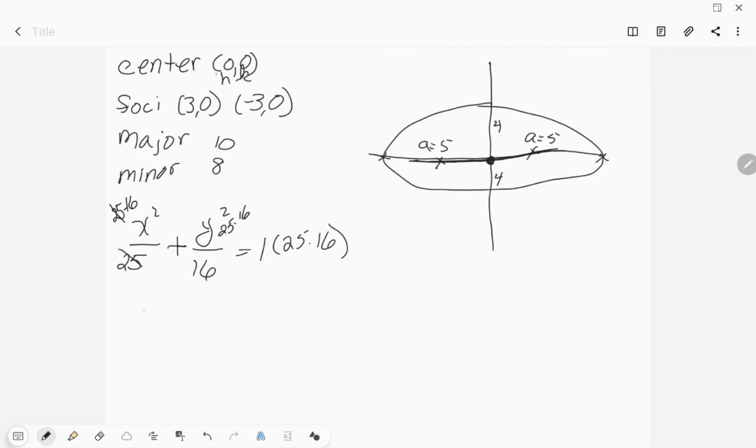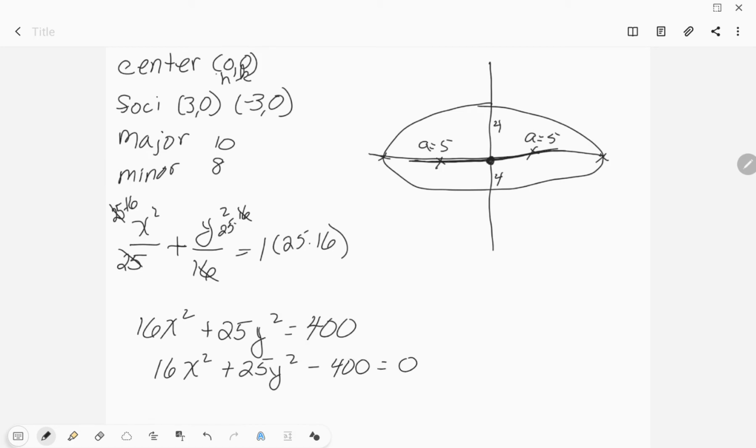So here my 25s cancel, and I have 16x squared. Here my 16s cancel, and I have 25y squared, and here I have 25 times 16, which is 400. All I have to do is 16x squared plus 25y squared minus 400 is equal to 0. That is actually in general form. There just isn't an x and a y piece to this, but notice that my a and my b are the same sign, but different numbers.